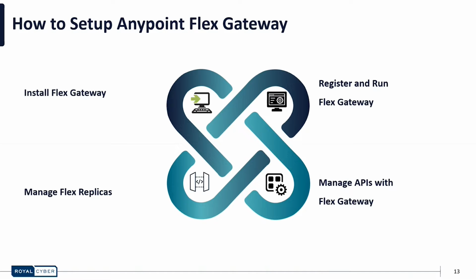The next step is to manage Flex replicas. A Flex replica is an instance of Flex Gateway. We should have more than one Flex replica to avoid a single point of failure. Running multiple Flex replicas also increases performance if our API service receives a significant amount of traffic.